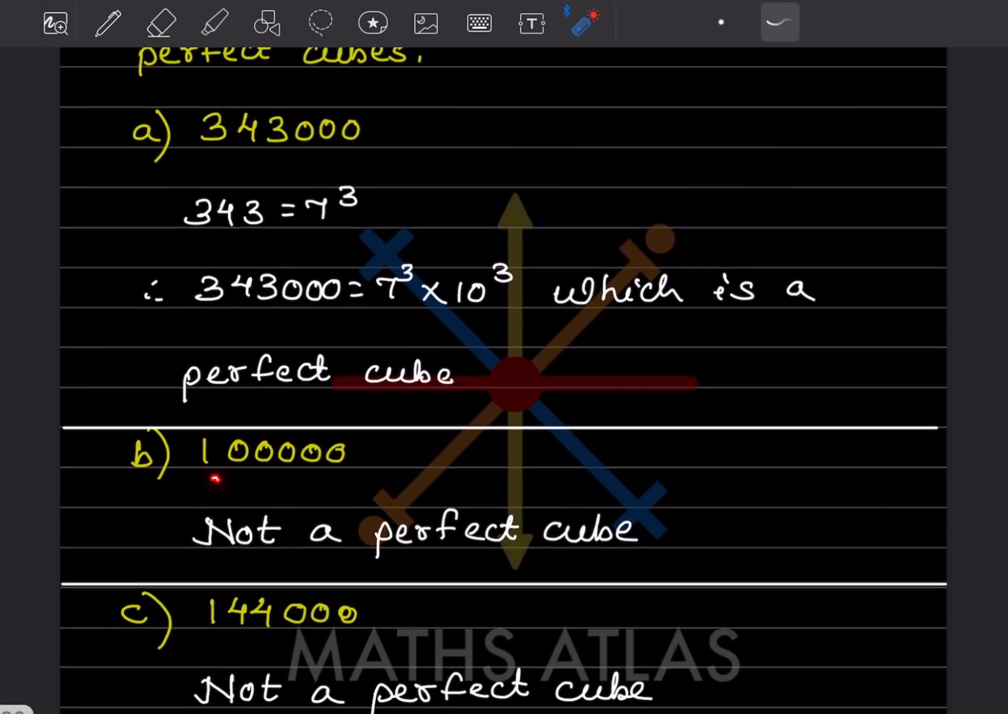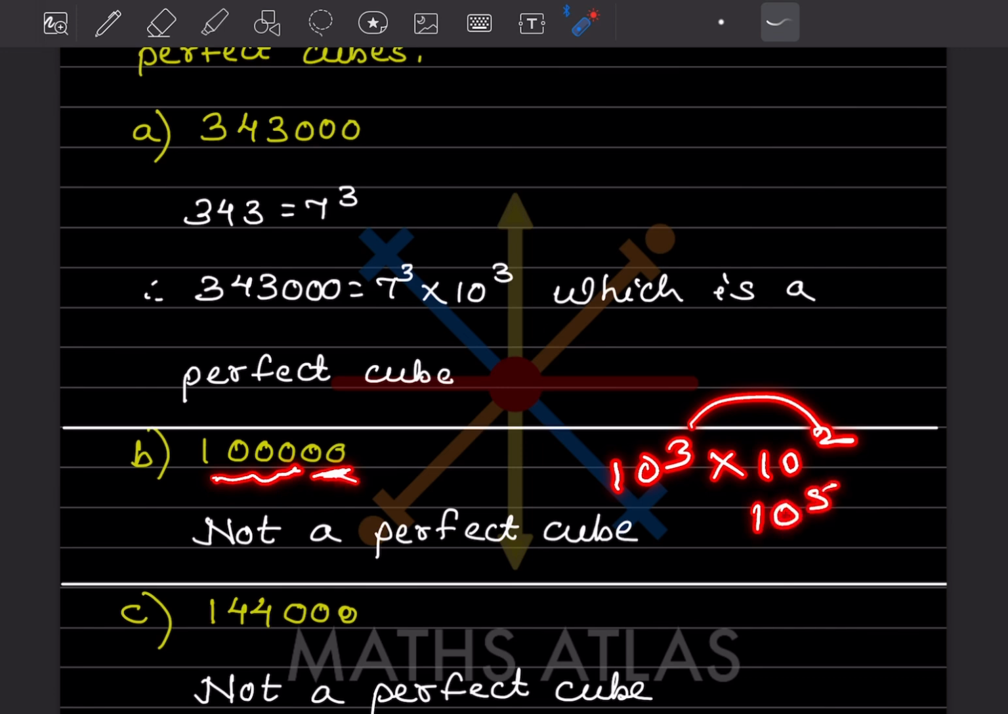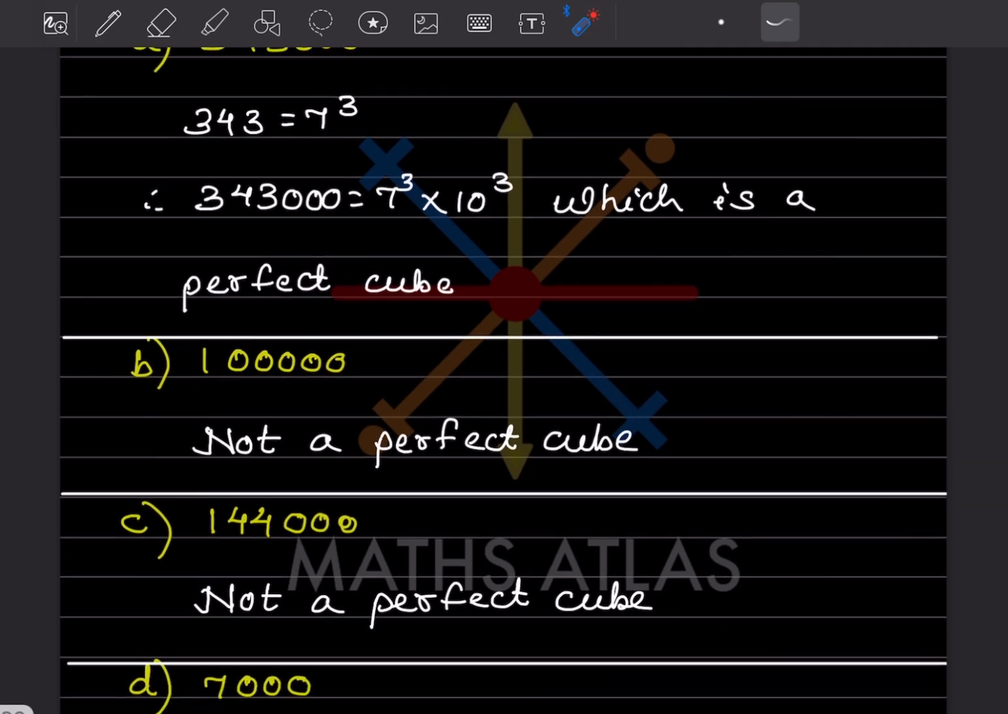Now look at this one. 1000 is going to be 10 cube, but then we have only 2 zeros left over, so that will be into 10 raised to 2. Because when you add the exponents, it is going to be 10 raised to 5. That will be 1 and 5 zeros. So this is not a perfect cube. If there was one more zero, then it could have been a perfect cube.